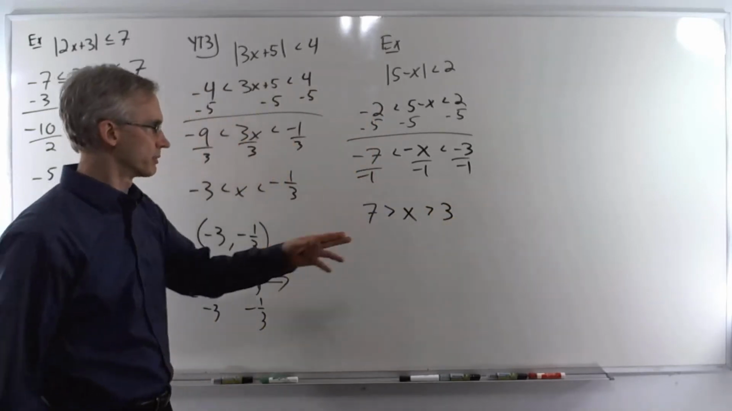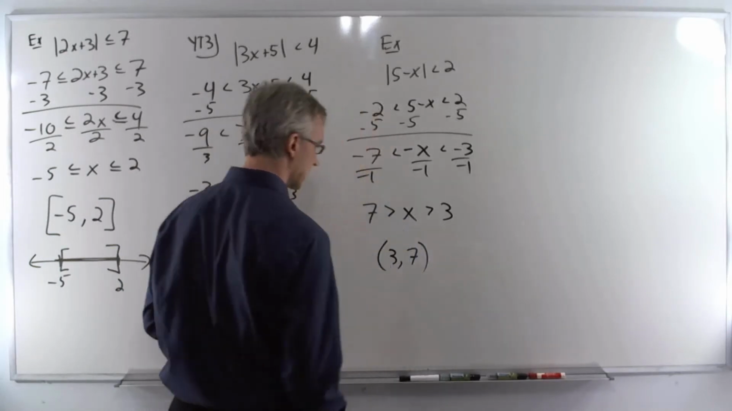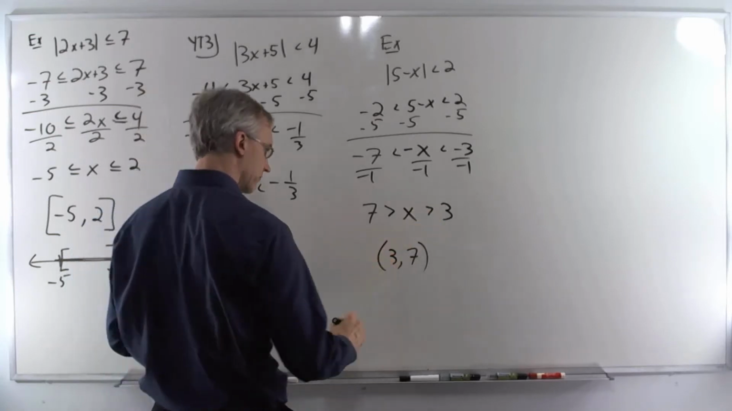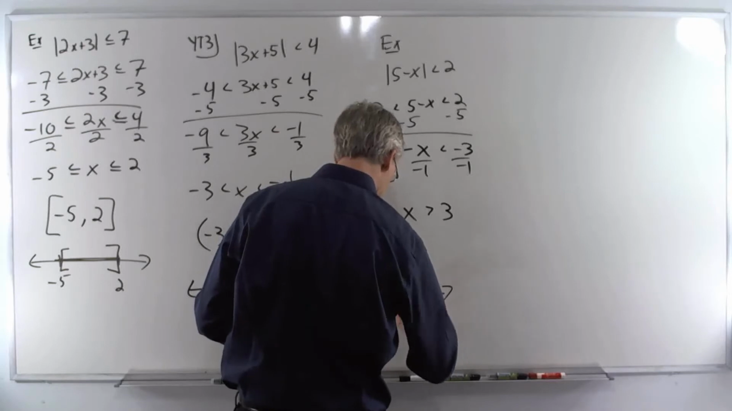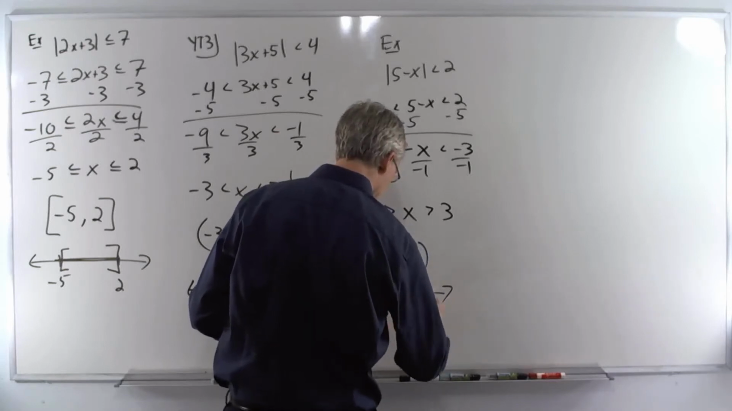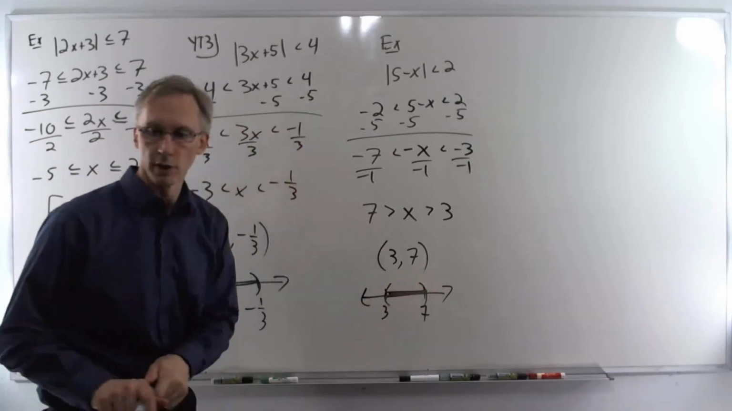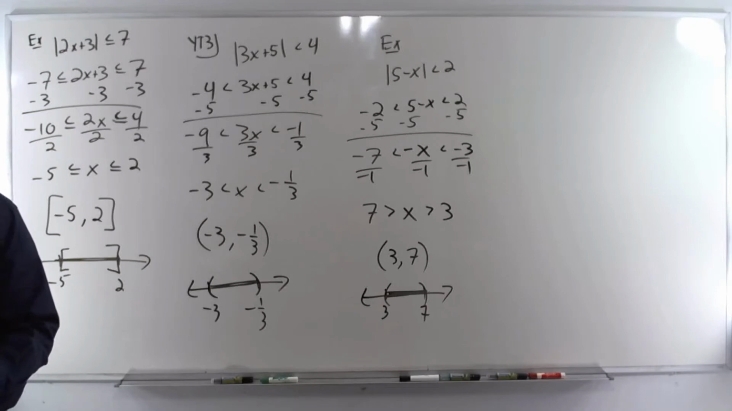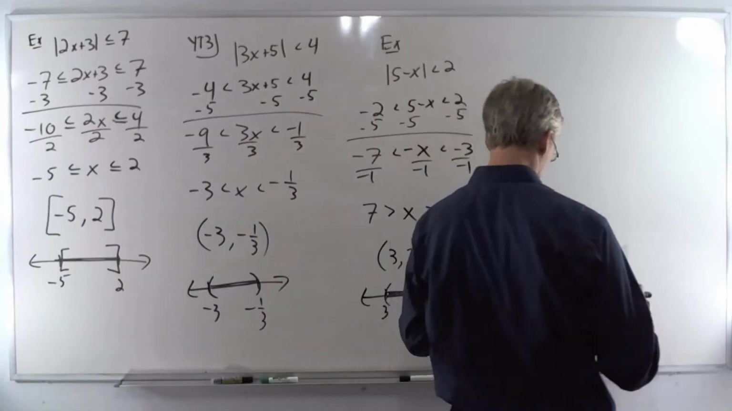So this will be all numbers between 3 and 7. So 3 and 7, remember in interval form, smaller number goes first. So make sure you bring that one over here. And the graph, 3, 7, same symbols, parentheses, and everything between. And that brings us to your turn, number 4.